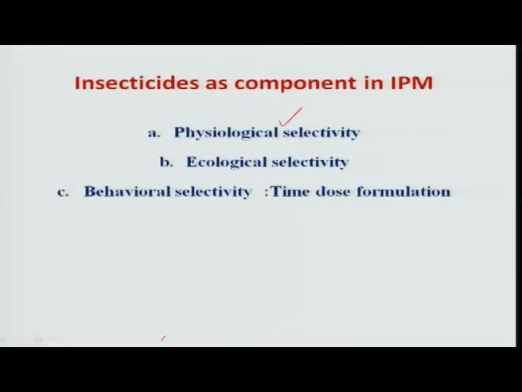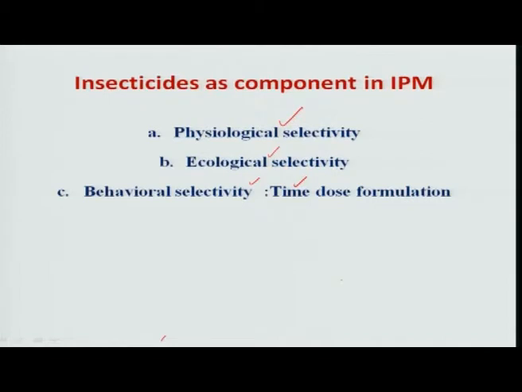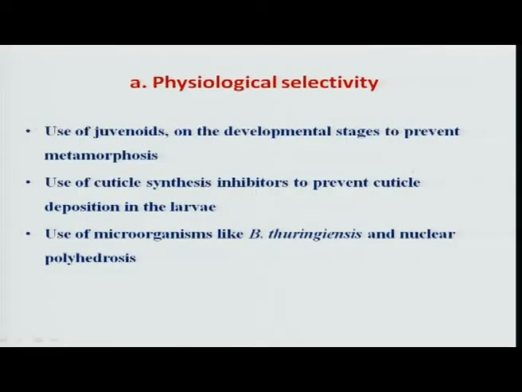One is the physiological selectivity, another one is ecologically we should select the insecticide for inclusion in the IPM, third one is behavioral selectivity. So, these three are most important in including in the IPM module, and for all these three things we should standardize the time of application, the dosage to be applied and the formulation to be used. So, time, dose and formulation are most important in all the three cases. Coming to the first one, physiological selectivity of insecticides.